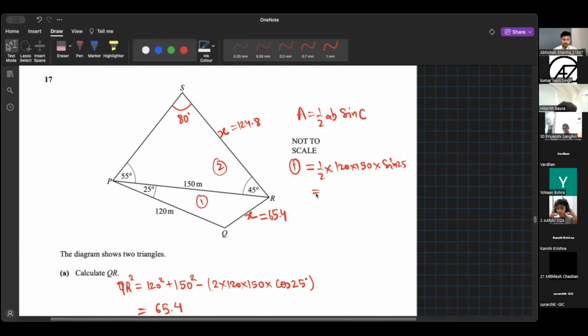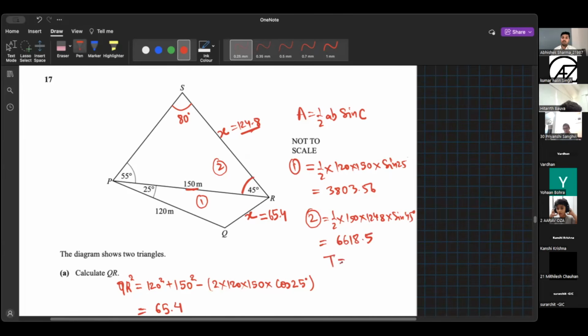So 0.5 into 120 into 150 into sine 25, and the answer is 3803.56. For the second shape, now we have both of these lengths, 150 and 124.8, and the angle between them. So again, we can write half into 150 into 124.8 multiplied by sine 45 degrees, and the answer is 6618.5.